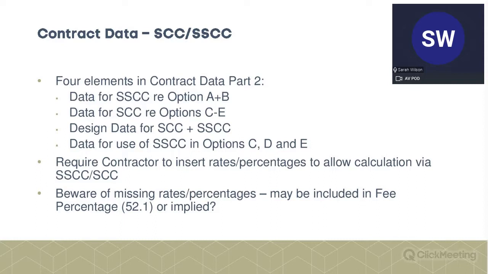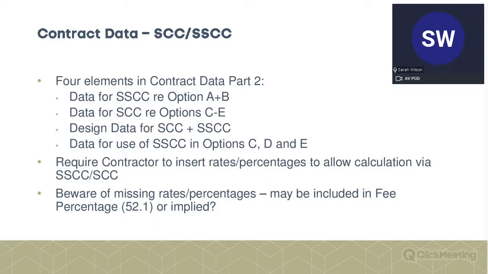In NEC, we have the contract data. We have contract data part 1 completed by the client, so the employer, where we've got a main contract, and contract data part 2 completed by the contractor. So in the subcontract, data part 2 is completed by the subcontractor, and the subcontract data part 1 is completed by the contractor. So it's the contract data part 2 that's critical here.